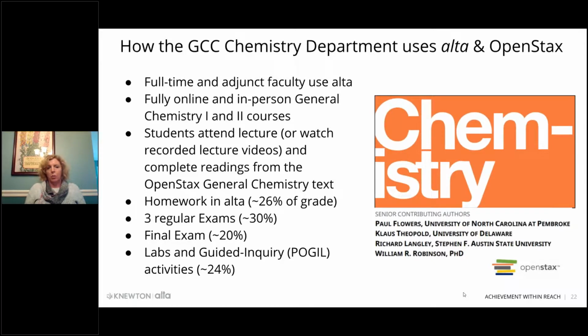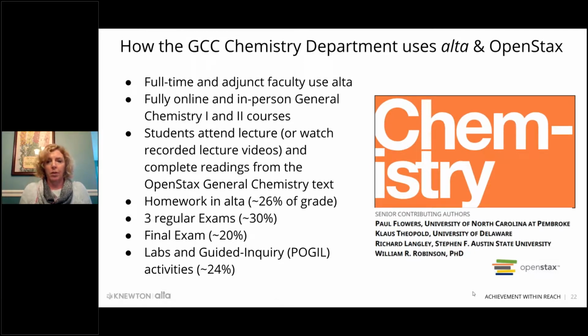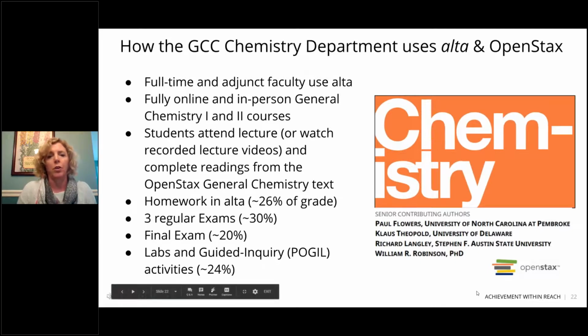And it's actually very important to assign a significant amount of the grade to the homework so that they actually do it. And we're basically saying, look, this is really important. You should spend some time doing this. And the grade reflects that. In my courses and across the department in general, most of us have 3 regular exams, worth about 30%. The final exam worth a bit more at 20%, and then some assortment of labs and guided inquiry POGIL activities that comprise the last quarter of the course approximately. And all of us use the OpenStax textbook in conjunction with Alta.